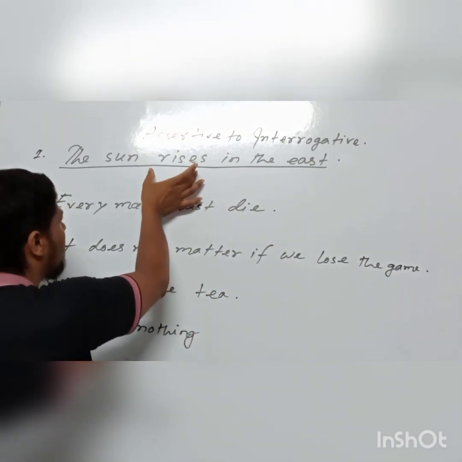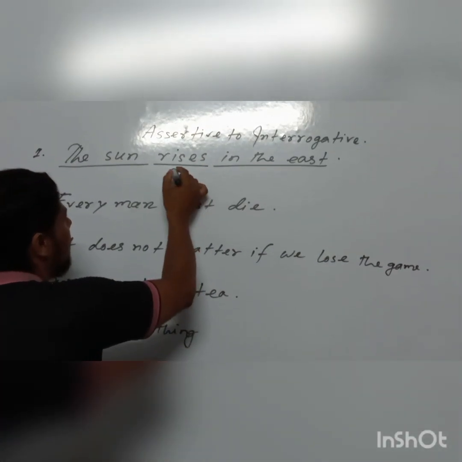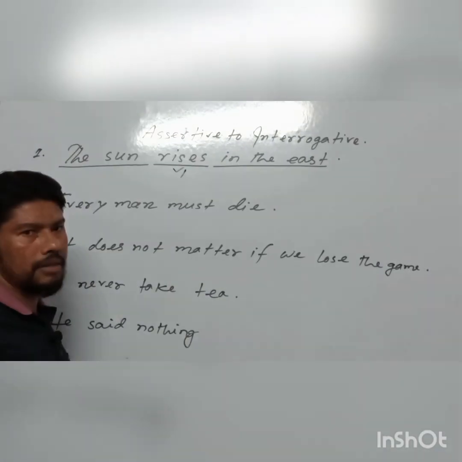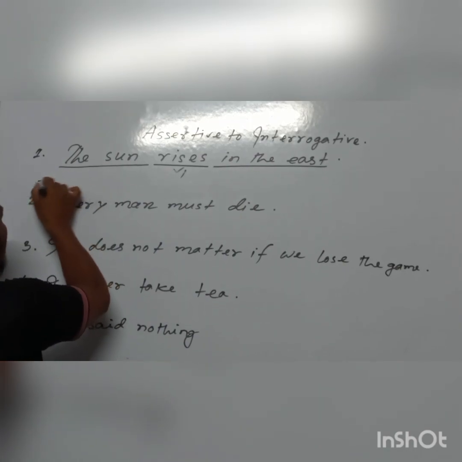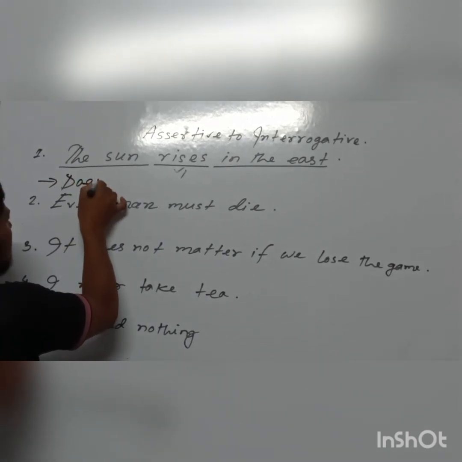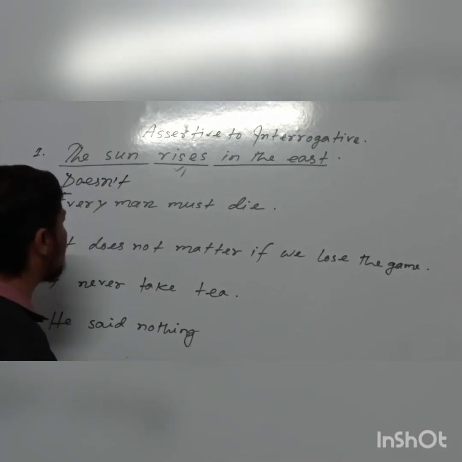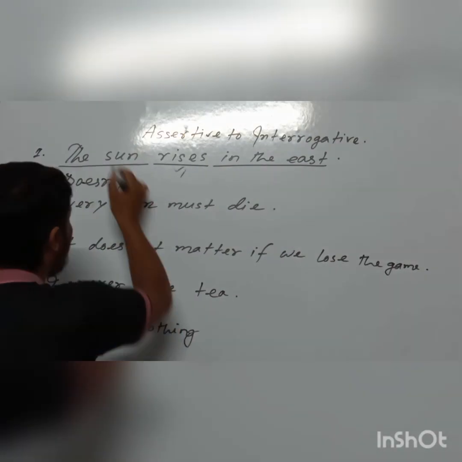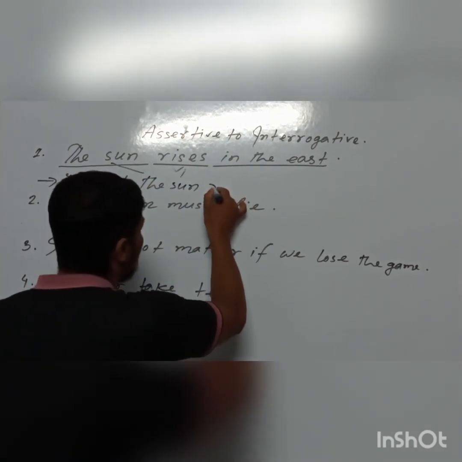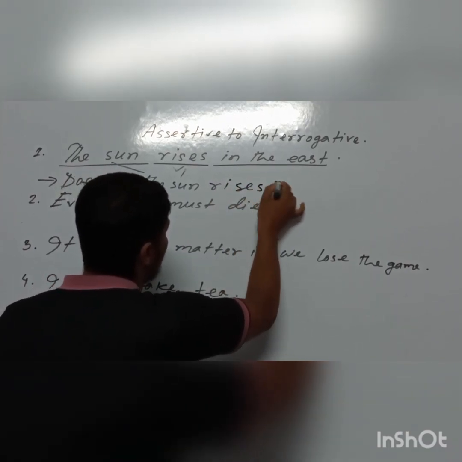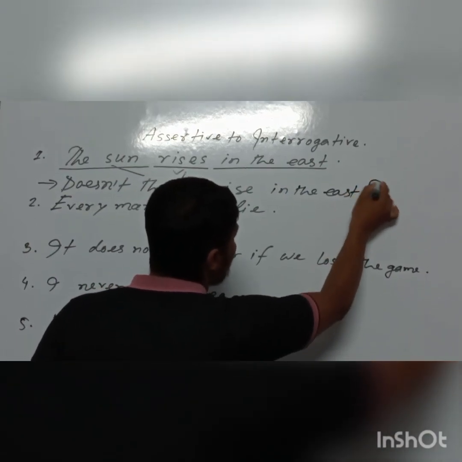If there is no helping verb in the sentence, then according to tense we have to find out the helping verb. As it is present indefinite tense, the helping verb will be does. So at the very beginning we have to take does, and with does we have to write not in contracted form. Then the subject, and then the rest of the words: rise in the east, and note of interrogation.